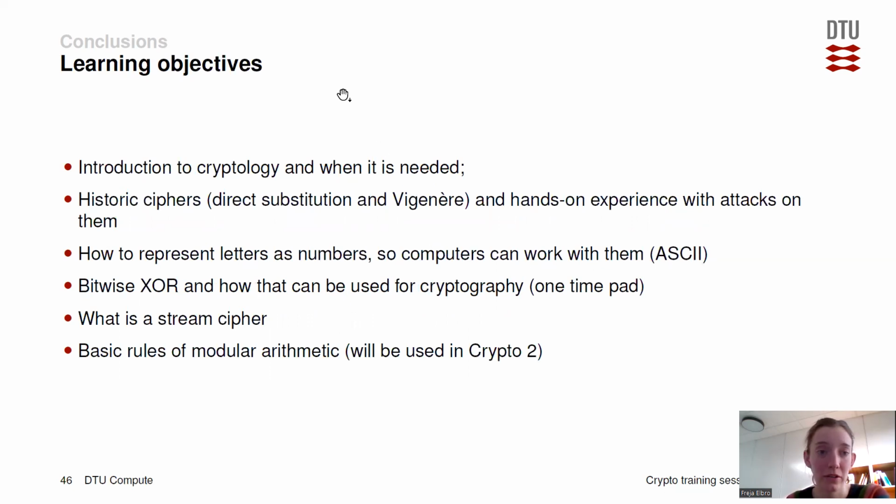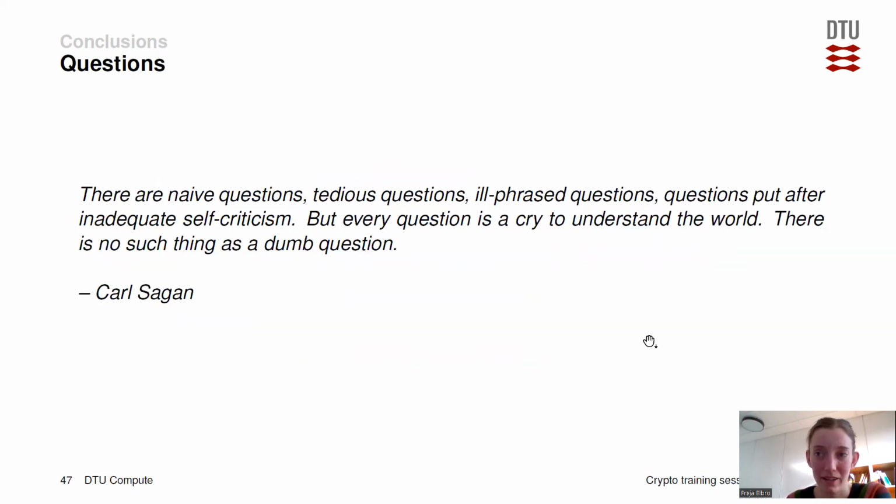What I'm hoping you learned today: I hope you got an introduction to cryptology and when it's needed. I hope you saw these historic ciphers, the direct substitution and Vigenère, and I hope you had some hands-on experience with the attacks. You saw how to represent letters as numbers so computers can work with them. ASCII is one example here. You saw bitwise XOR and how to use that in cryptography. You saw the one-time pad. You saw the stream cipher. And you saw some basic rules of modular arithmetic that we will use tomorrow. If you had been here, I would have asked if you have any questions.